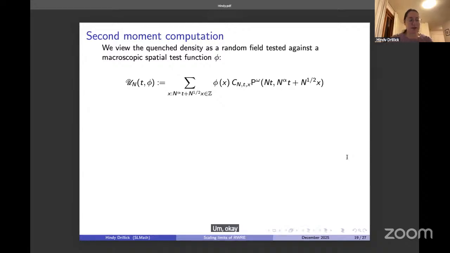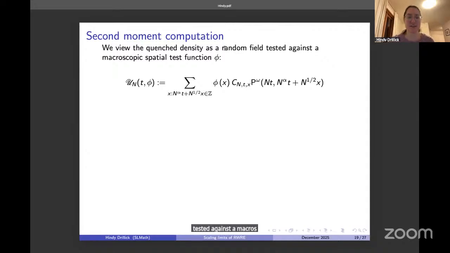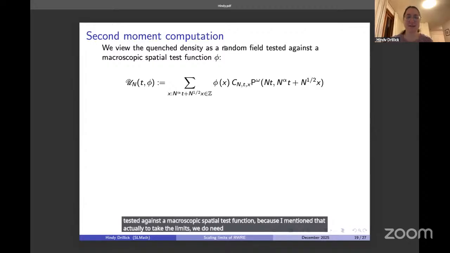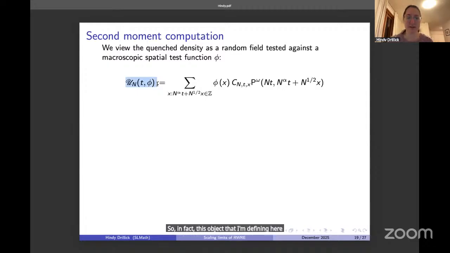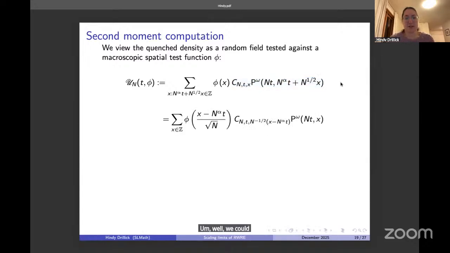Okay, so now we want to compute the second moment. And what we're actually going to do is we're going to view the quench density as a random field tested against a macroscopic spatial test function. Because I mentioned that actually to take the limits, we do need to test against spatial test functions. So in fact, this object that I'm defining here is the actual object that we're taking the limit of. So basically, it's just this object that we wrote down before, but now we integrate against the spatial test function phi.